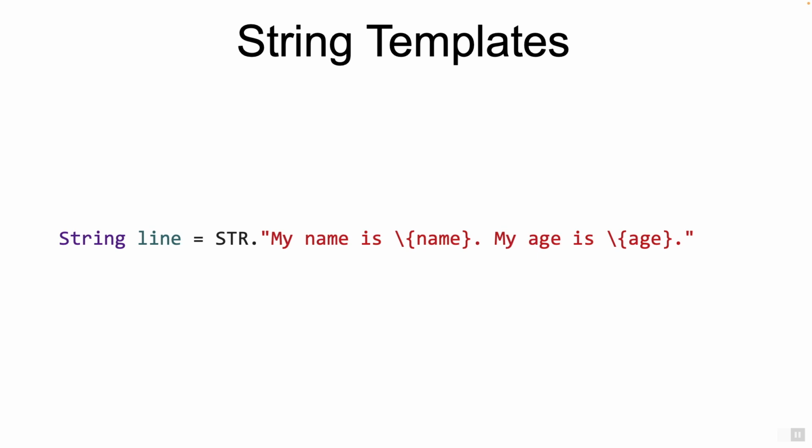Now, which template processors are available in Java as of now? There are several inbuilt template processors available. One we have already seen, which is STR. That's an inbuilt template processor that can be used to evaluate the string template. We have seen what STR does. It simply does string interpolation. Apart from STR, there are two other template processors available, FMT and RAW.